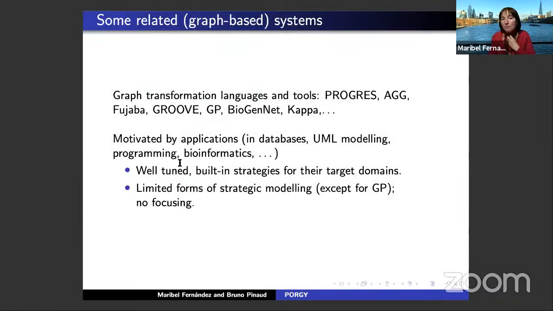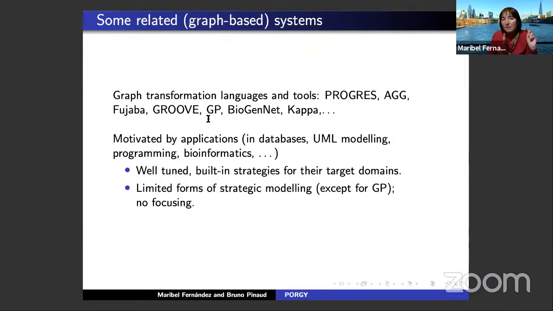There are also graph transformation languages that have some form of strategies. For example, you can find strategies in Progress, GrGen, Fujaba. All the languages that are mentioned here have also strategies. However, they are in general domain specific. So they target a particular domain, and they are very well tuned with very good strategies for those domains. The approach in PORGY was to keep the language generic. So that means that we can use PORGY in different domains, the price to pay is that our strategy language might not be so simple to use for a specific domain.